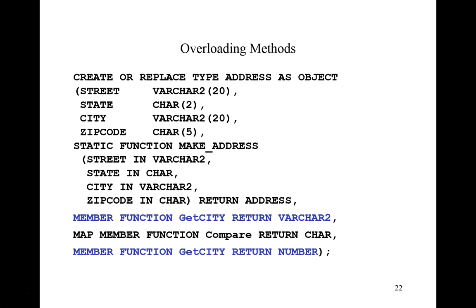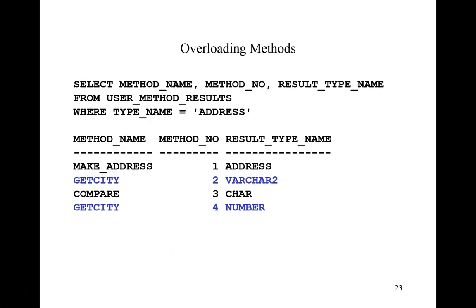Assuming we go with the idea of 2 versions of getCity, here's how we could define our type. We define our attributes. All of the other methods remain the same, but with respect to getCity, we have two variations here. One returns a character string, the other returns a number, but both are called getCity. Both are member functions. If we query the metadata, in particular user method results, to see what is returned by our methods, we see two instances of getCity, and again, the difference lies in what is returned, the type of thing returned by the methods. So the concept of overloading that you should be acquainted with from object-oriented software development, taking a Java or C++ course, for example, applies within a database in supporting object types.